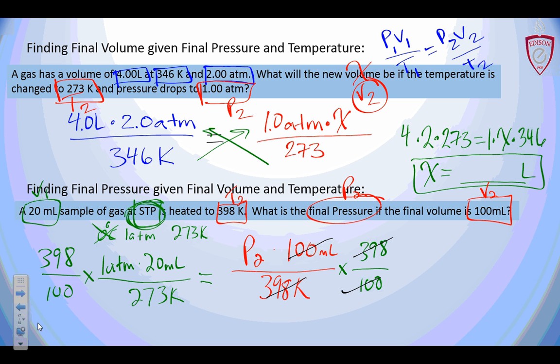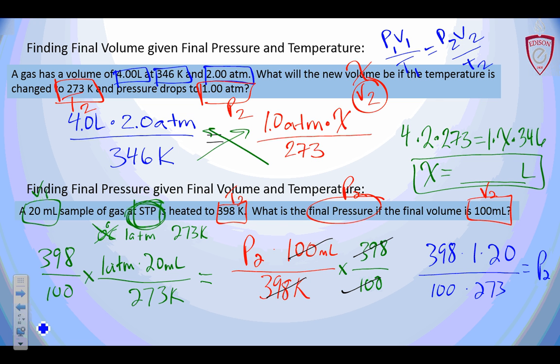So I'll rewrite this for you, but this is how you're going to do it in your calculator. You're going to say parentheses, 398 times 1 times 20, divided by 100 times 273, equals P2. I'm going to lose my units here.